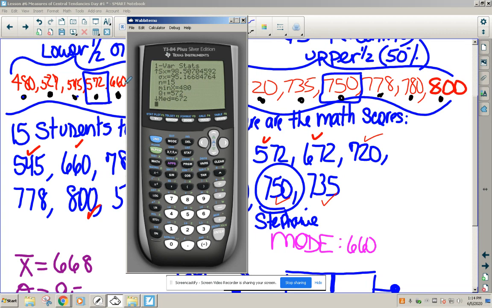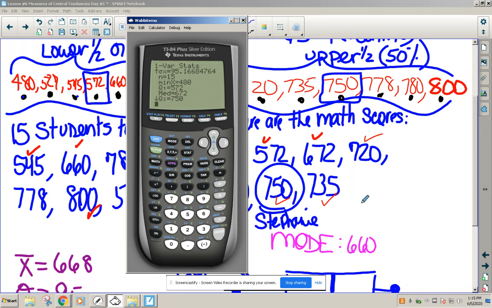And just like we had up here, we get a lower quartile. We have a minimum of 480. We have a lower quartile of 572. Here's the same median we found, 672. Here's my upper quartile of 750.